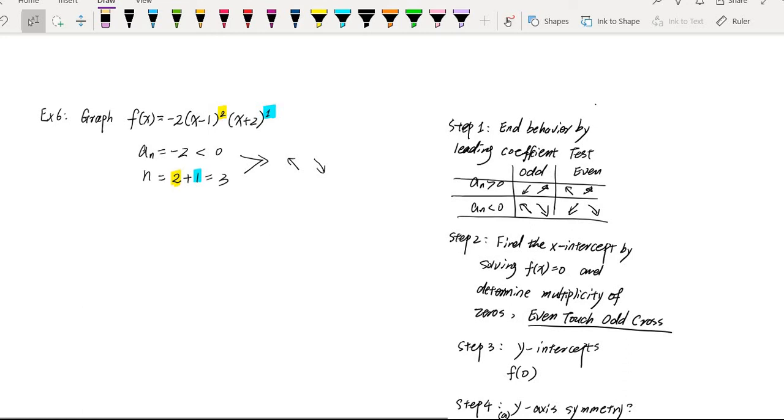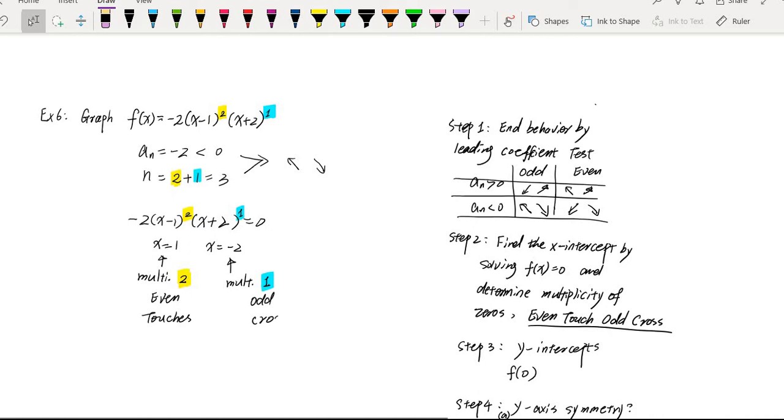So then we're going to look for the x-intercepts. We said we're just going to solve this. We're going to put everything equal to 0. So we're going to have x equals 1 and x equals negative 2. Okay, so then we realize that this is even. We said the even touches. Okay, this is the odd cross.